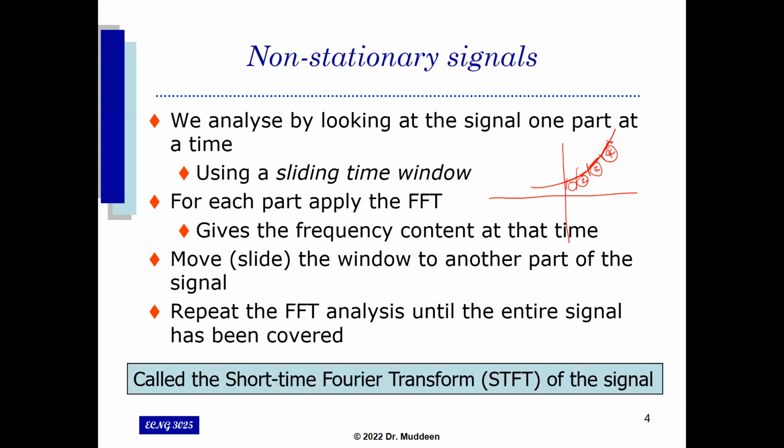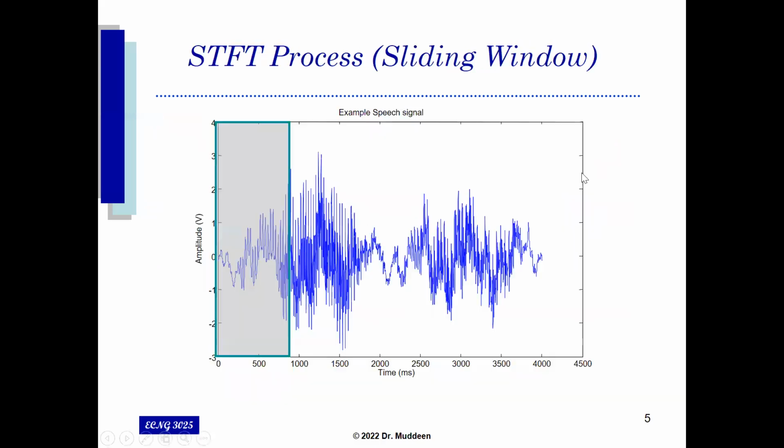This approach is called the short time Fourier transform of the signal. It is not a new transform. What you're basically doing is applying the FFT to short intervals of the signal itself, and because of that, it's called a short time Fourier transform. So here's the same speech signal that we had before. I start with a time window, a sliding window, a sampling window, which is the part showing in gray there.